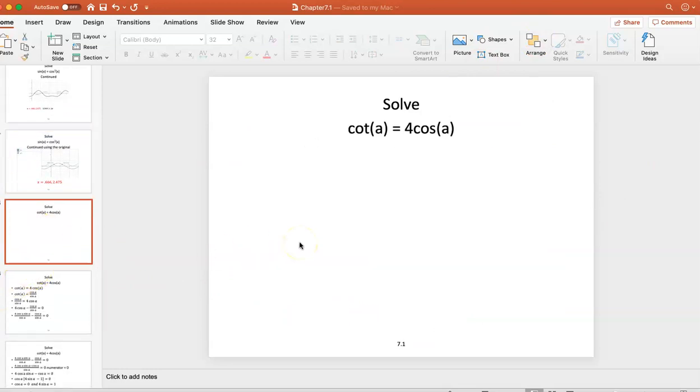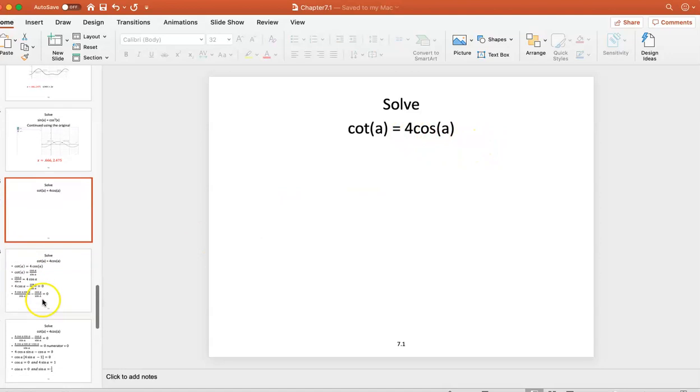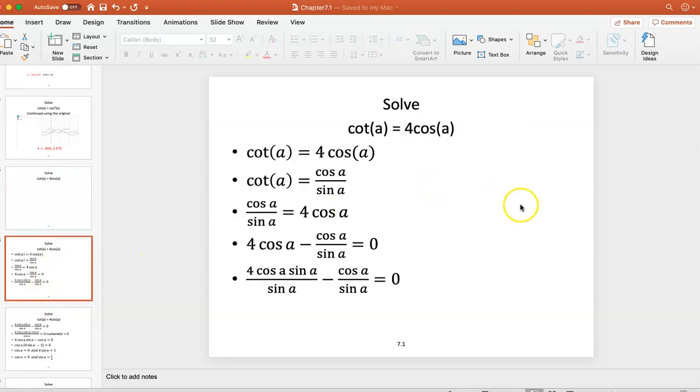Okay, here is one that says cotangent and cosine. Solve for cotangent A, or alpha, really, we could use A or alpha, and for cosine A. So we'll use an A. Cotangent, remember, is cosine over sine. You want to replace the cotangent with that. So we move this over that way. So it would be 4 cosine A minus cosine A over sine A is equal to 0.